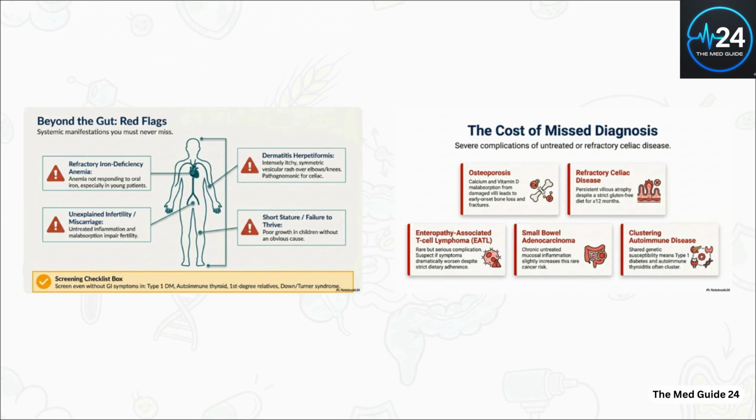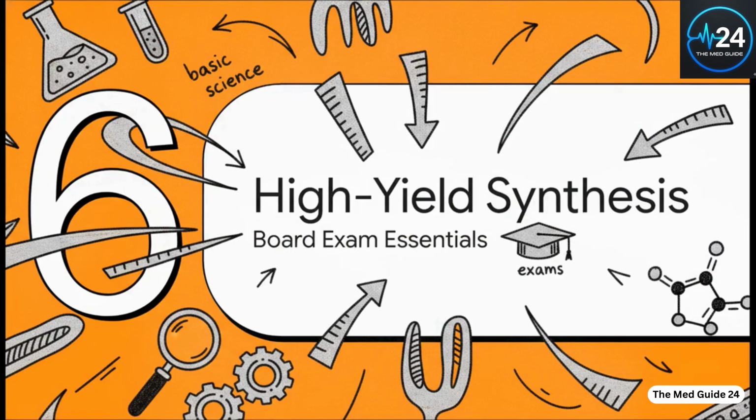The chronic inflammation and malabsorption of calcium and vitamin D can absolutely wreck their bones, leading to early-onset osteoporosis. Even worse, long-standing untreated mucosal inflammation slightly increases the risk of small bowel adenocarcinoma and the rare but incredibly serious enteropathy-associated T-cell lymphoma. All right, let's bring all of this basic science, diagnostic logic, and clinical reasoning together into a high-yield package for your exams.